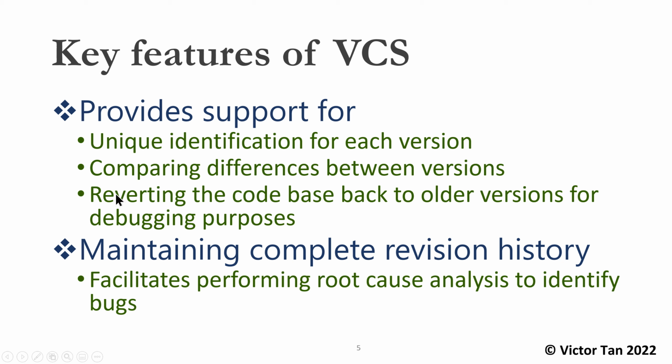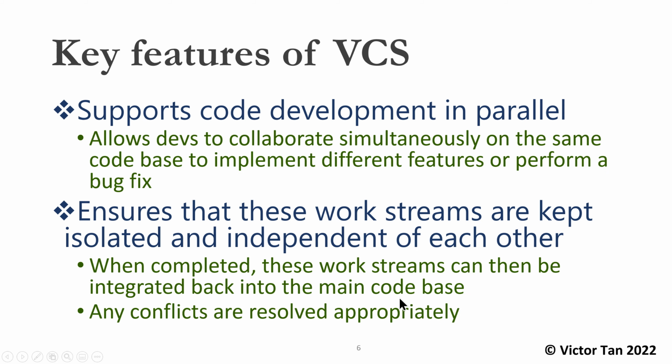To do that, the VCS has to maintain a complete revision history of the code base from the start until the end of its lifetime, so that the developers can perform root cause analysis to identify sources of bugs. The second important feature of VCS is to support code development in parallel.